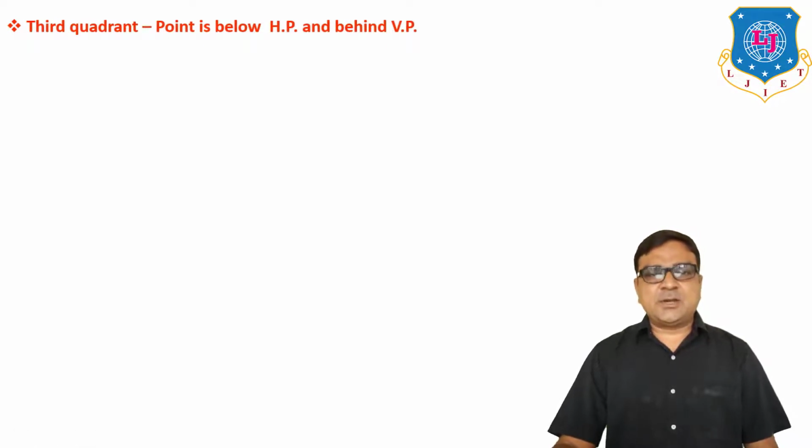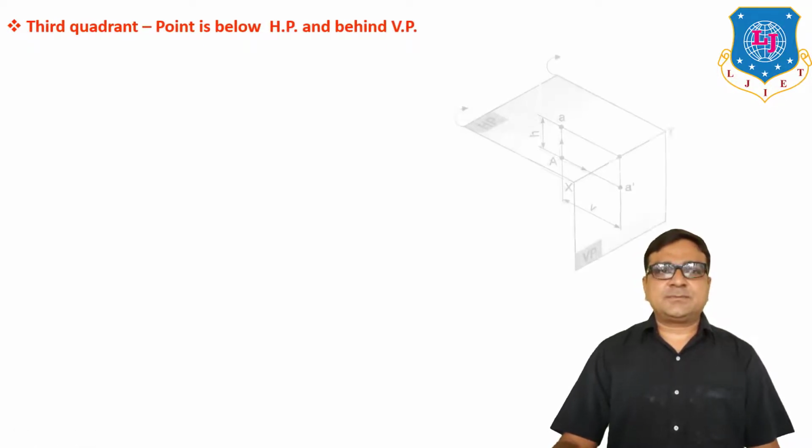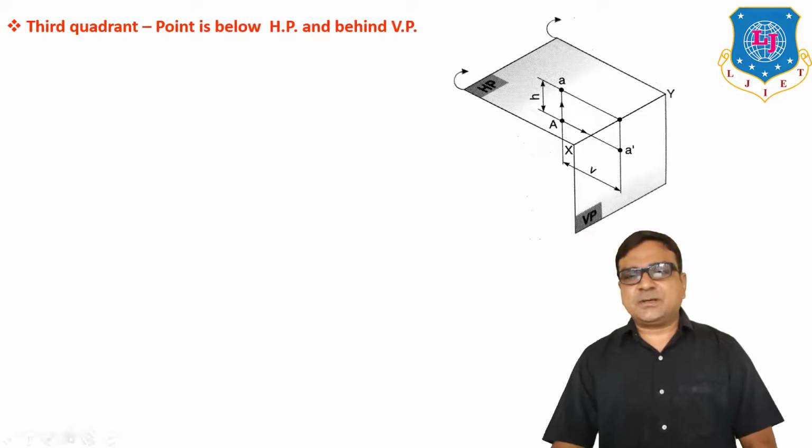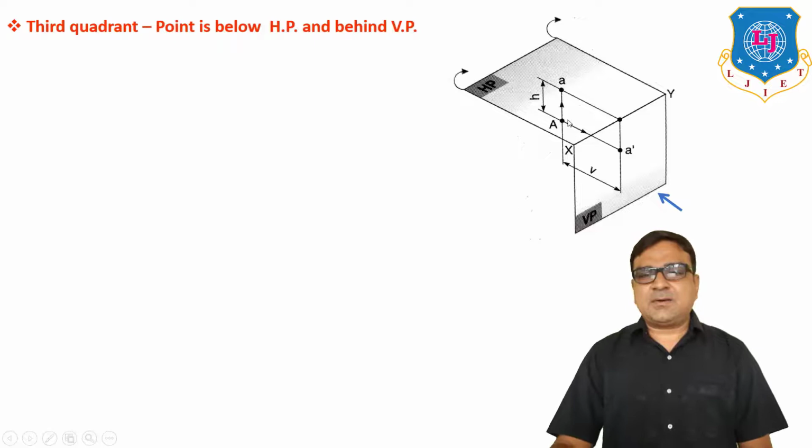Now the third quadrant. The point is below HP and behind VP. Look at this figure where our point A is in the third quadrant, meaning below HP and behind VP. When you observe from the front, the projection of A on the vertical plane is denoted by A dash, and when you observe from the top, the projection of A on the horizontal plane is denoted by small a.